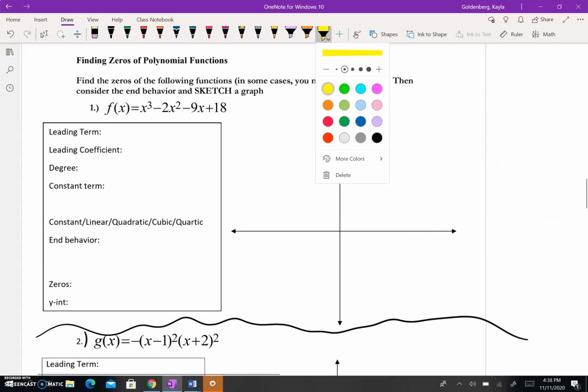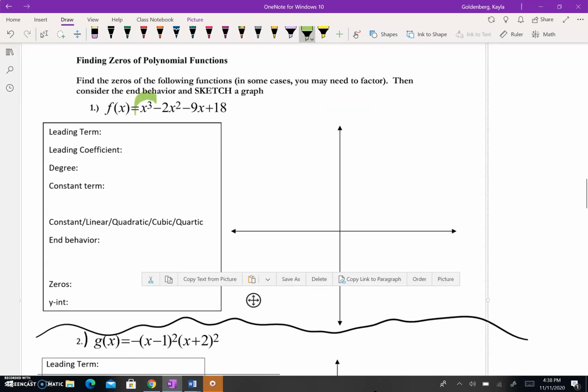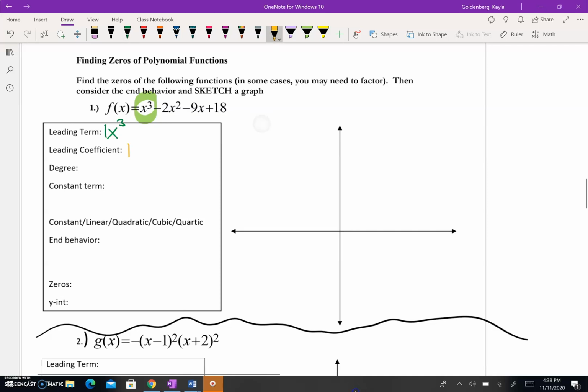So if we look at this one, for instance, number 1, our leading term is the first term, right? Highest powered, typically we write them in order. Sometimes we don't, so you want to be careful to double check. So the leading term is x cubed. You can think of that as 1x cubed if you like. The leading coefficient is then 1, right? It's that 1 that's really in front. And the degree, kind of color coded, is the 3, right?